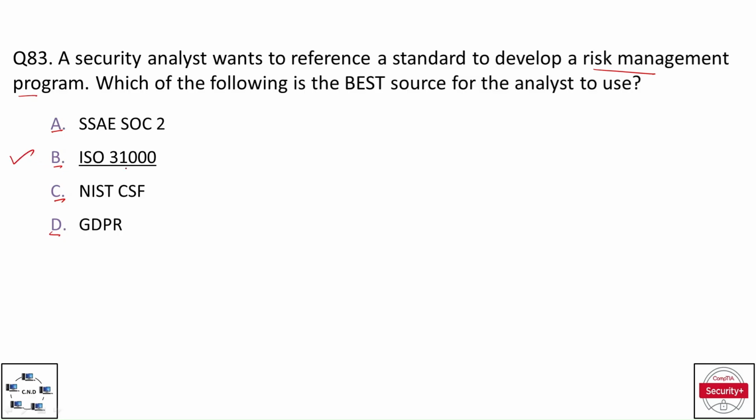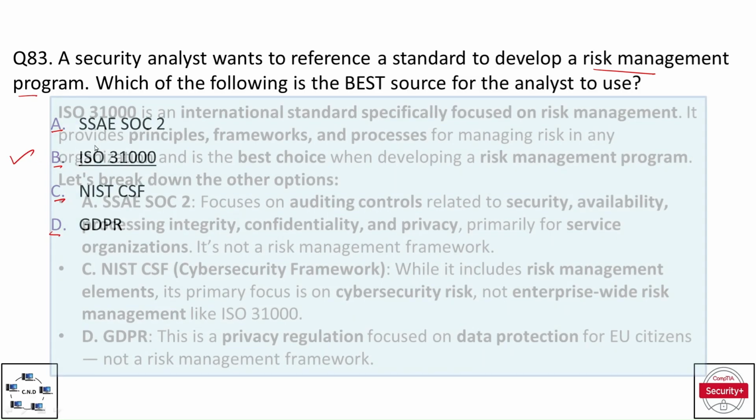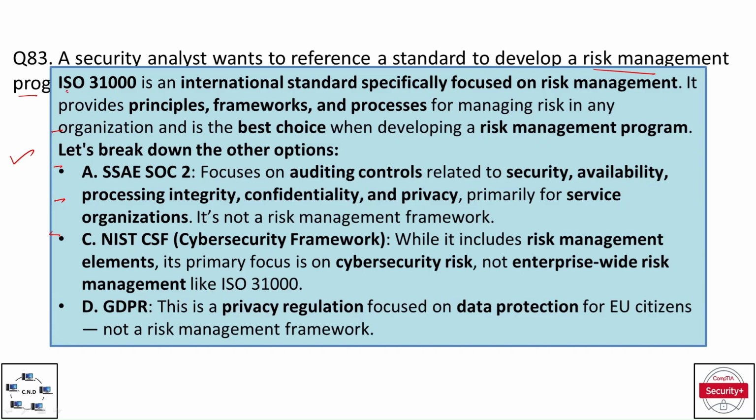option B, ISO 31000. So ISO 31000 is an international standard specifically focused on risk management. It provides principles, frameworks, and processes for managing risk in any organization and is the best choice when developing a risk management program. Let's break down the other options.